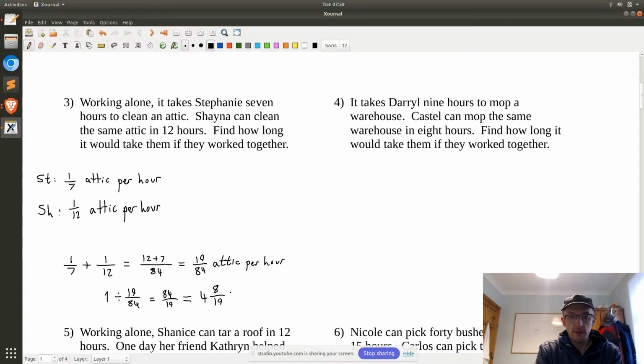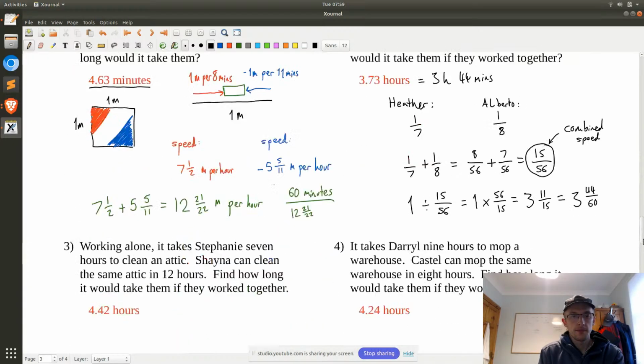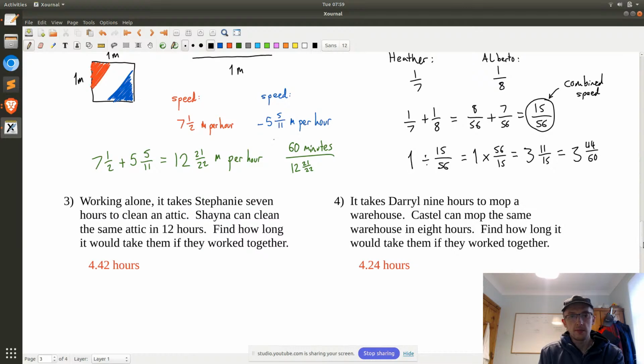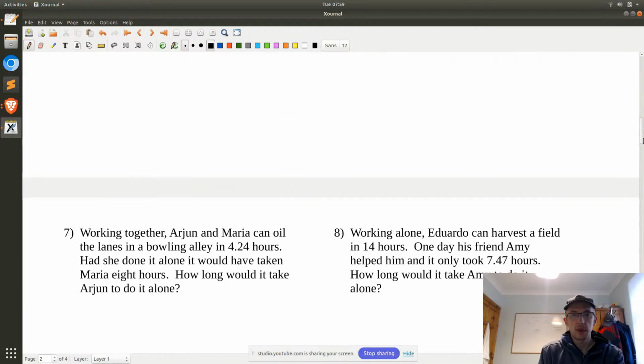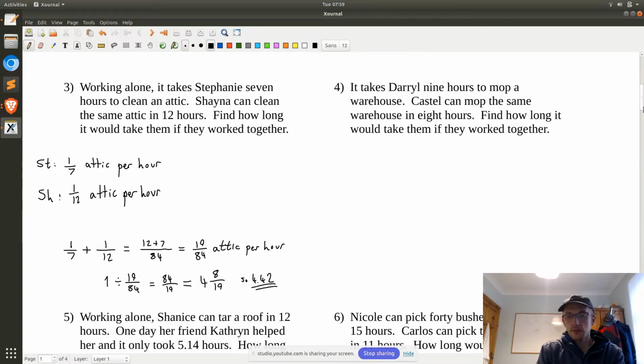Okay, so it says 4.421. To the nearest hundredth, that's 4.42. Let's check. Great. That works. Wonderful. All right.